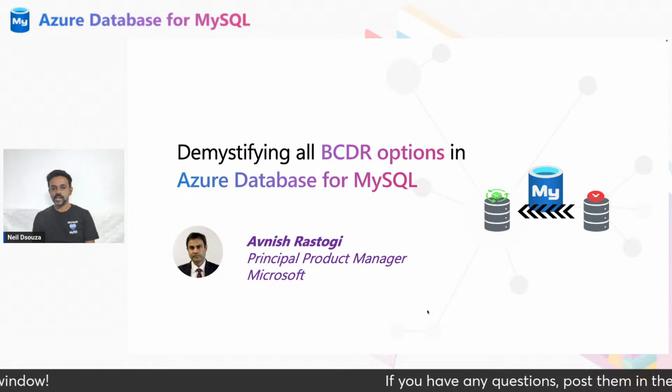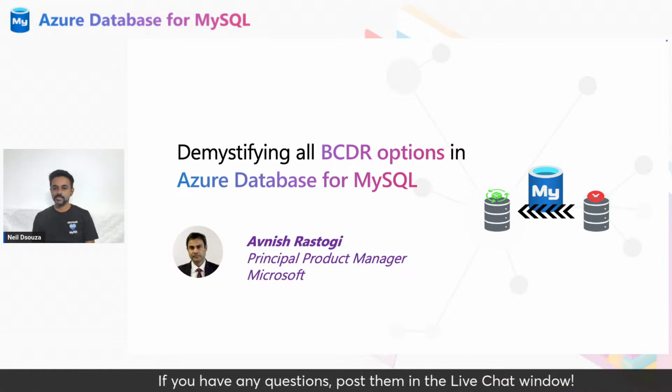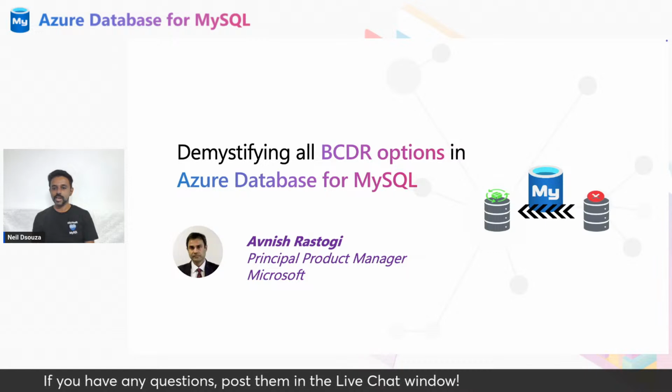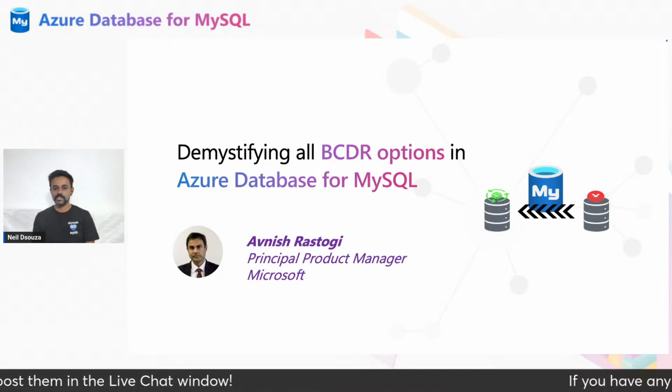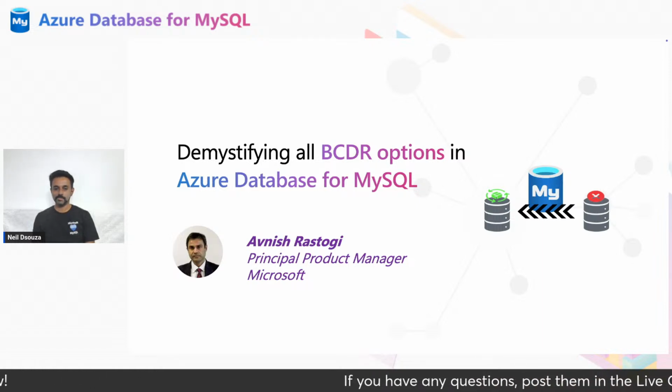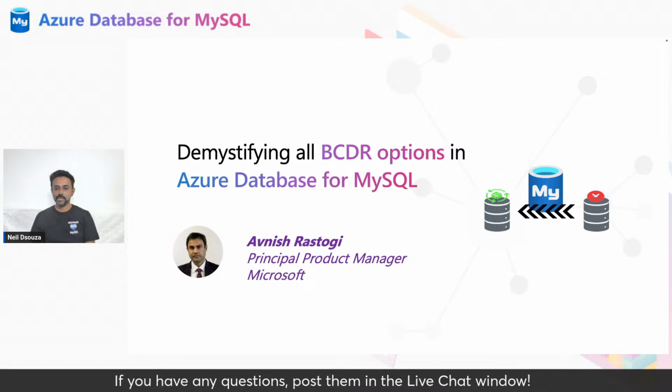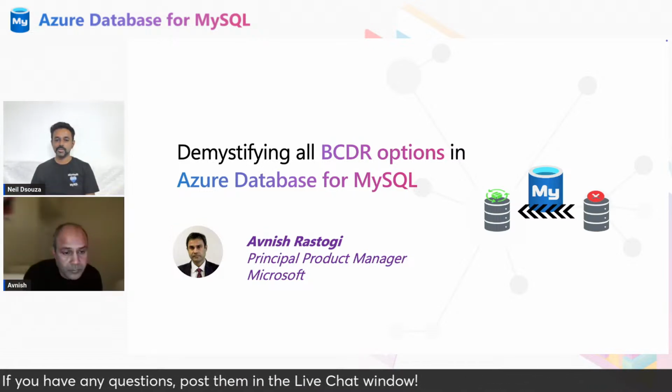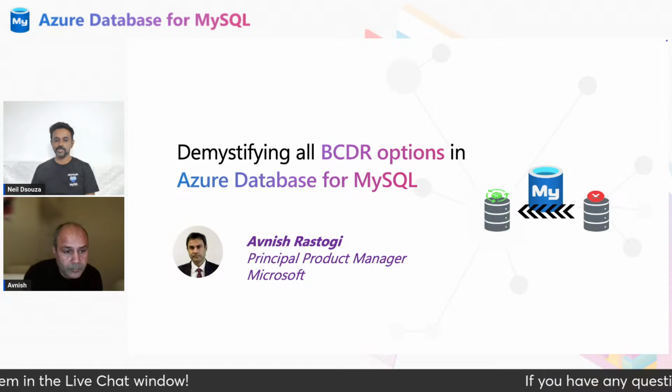So now let's get started with the first session. When we talk to many of our customers, we often hear questions on HA, business continuity, and disaster recovery capabilities, and they find it complicated to choose the right option among the many. I'd like to welcome Avnish Rastogi, Principal Product Manager at Microsoft, to take you through all the various options, pros and cons of each, and help you choose the best option you need.